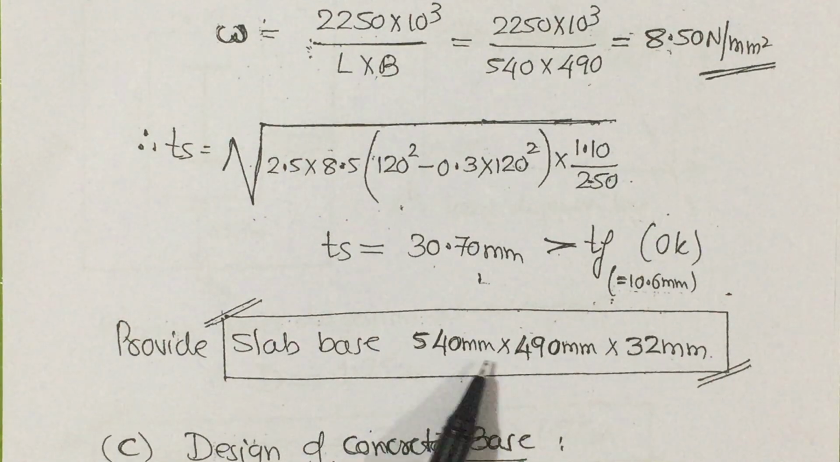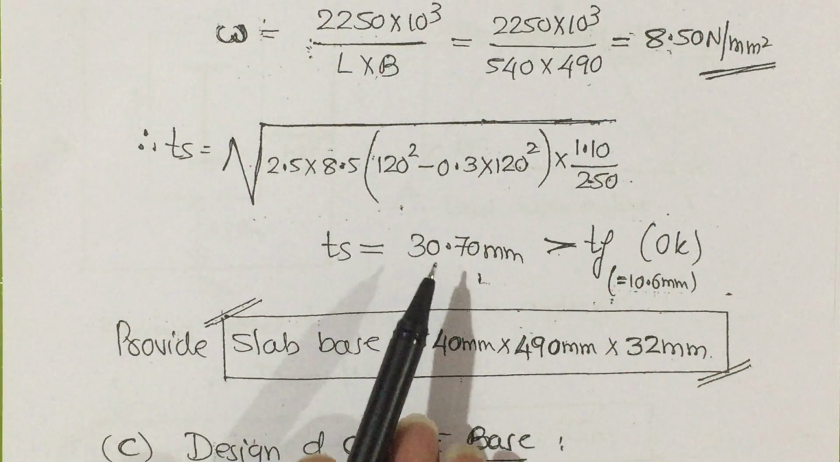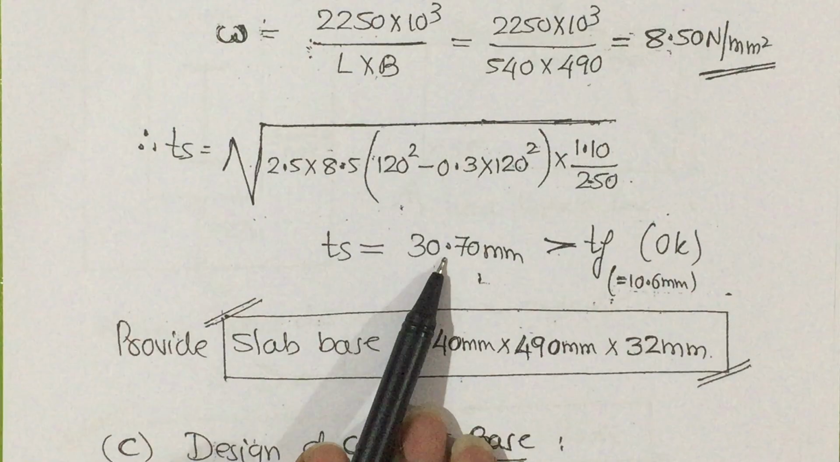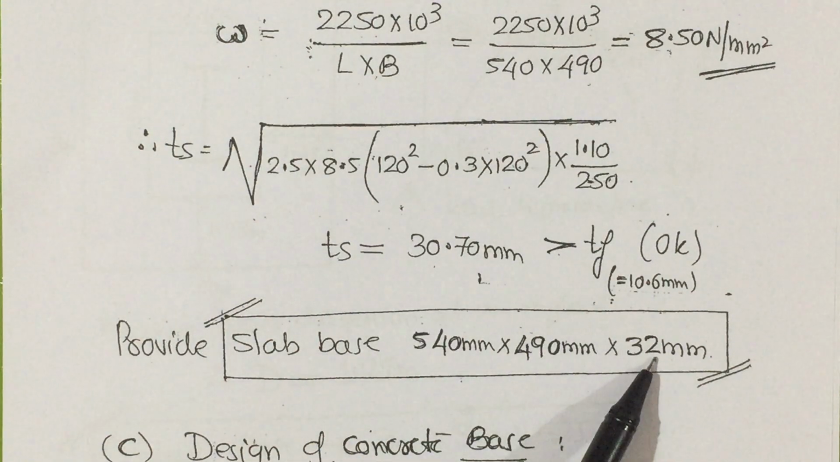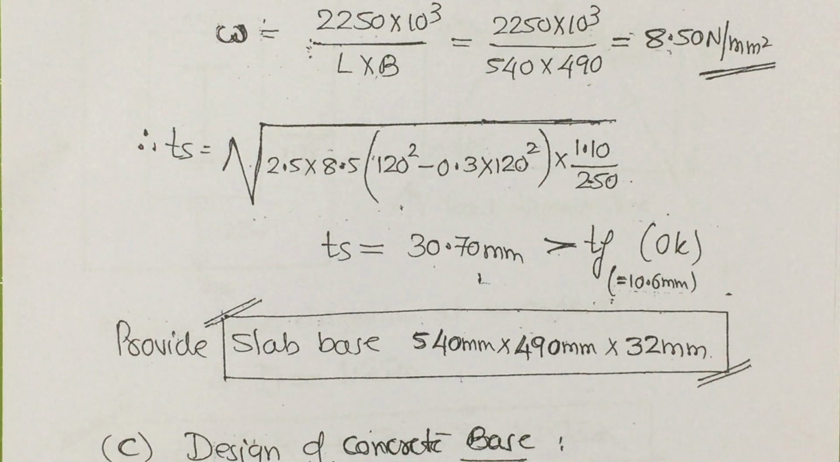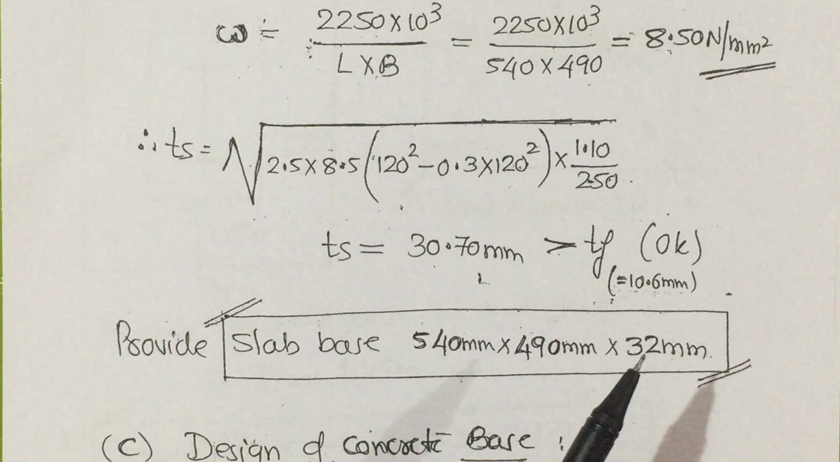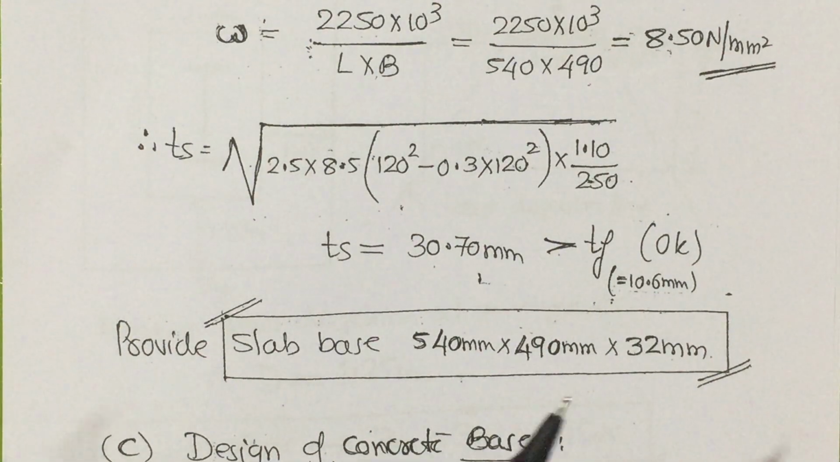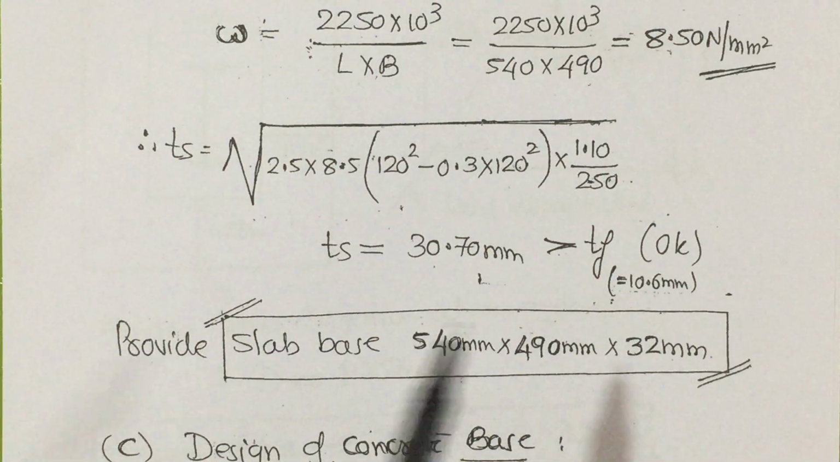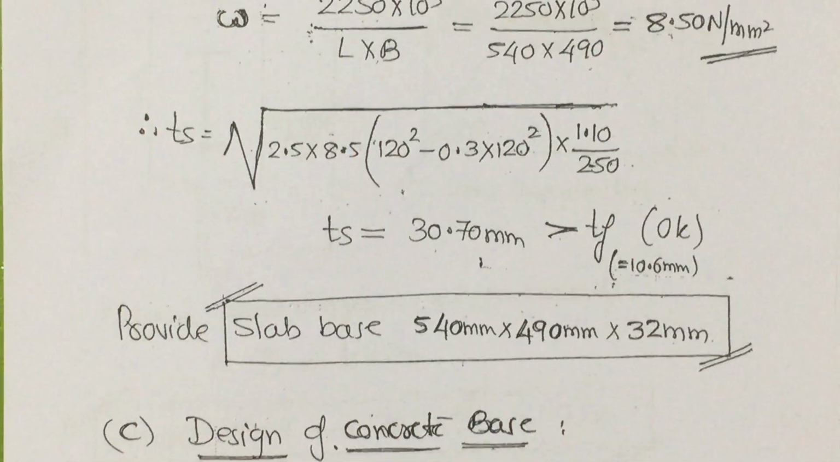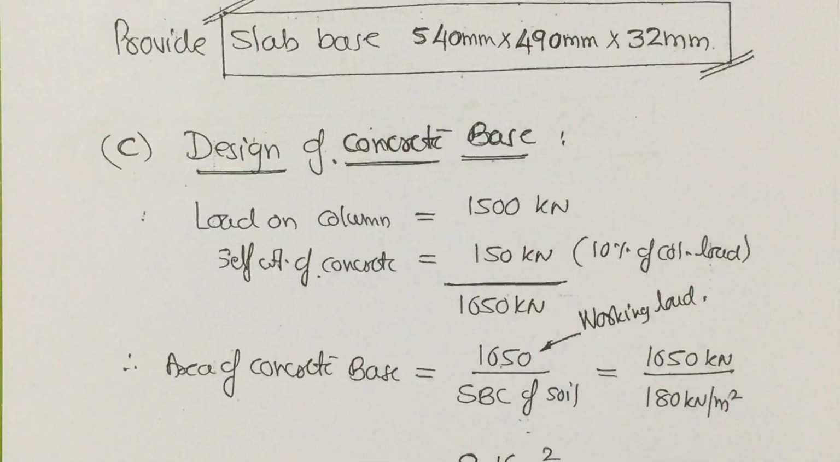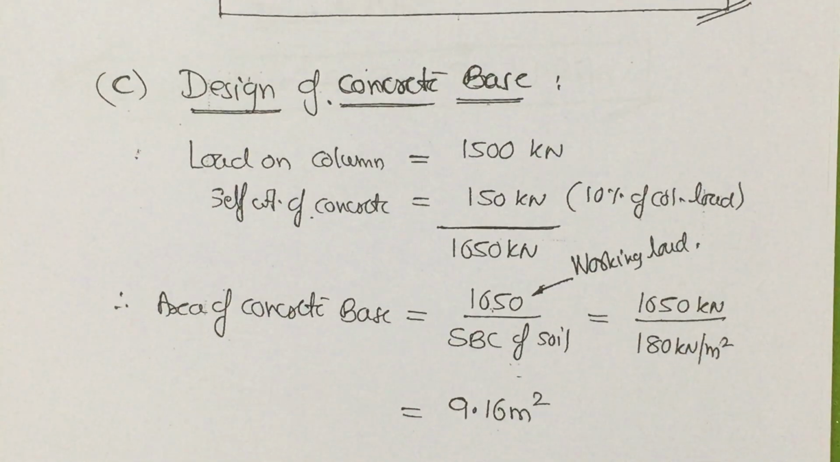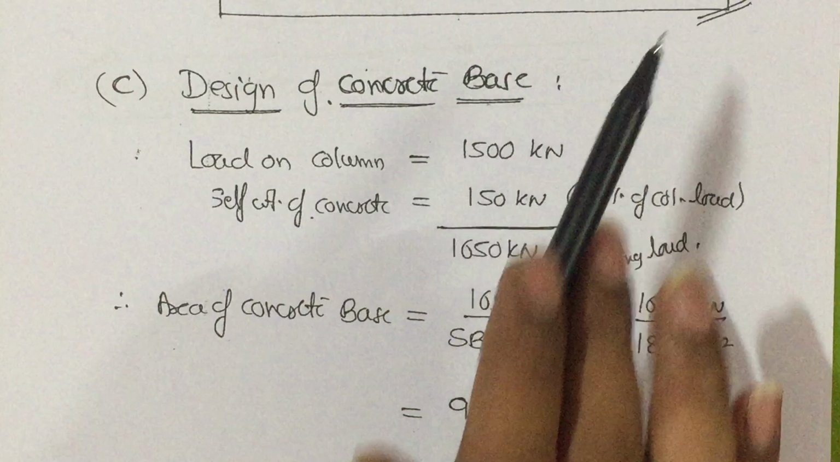Therefore, provide a slab base of 540 by 490 by, rounding up this value 30.7 we got, round up to 32, so 32 mm. Because for plate thicknesses there are some standard thicknesses given in the steel table that are readily available in the factory. So, whenever we get the thickness, we will round up to the higher number. Then the second step is over. If we come to the third step, design of slab base is over. We got length, breadth and thickness.